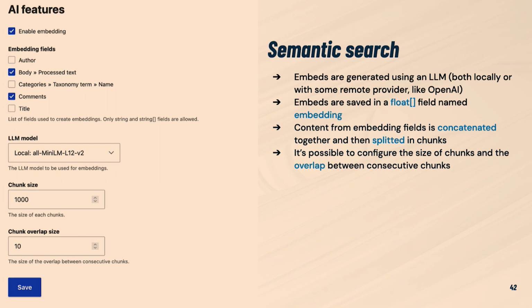In the module, you can say which fields must be used to generate vectors, and which LLM model to use. You can use local models or OpenAI or remote models. Of course, local models probably cost less, but embedding is quite a cheap operation also for OpenAI, so you can use it as well.